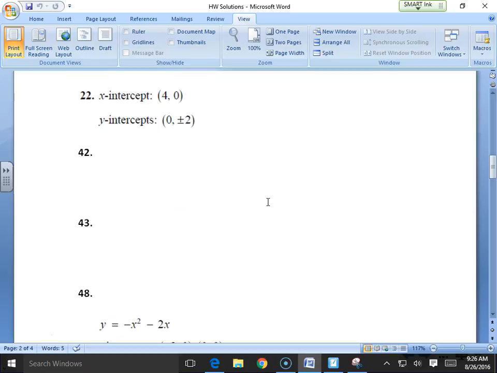Number 22. Does this one match up okay with what we had? Remember, I told you there were some mistakes. 22, our x-intercept, 4, 0. Oh, we're good. Y-intercepts, there are 2 of them. 0 plus or minus 2. You could have also written 0, 2, and 0, negative 2. Totally fine. Number 42, my solution manual is wrong. Number 42, you should have had a graph. And I think it's shifted, is it over 3? 4?